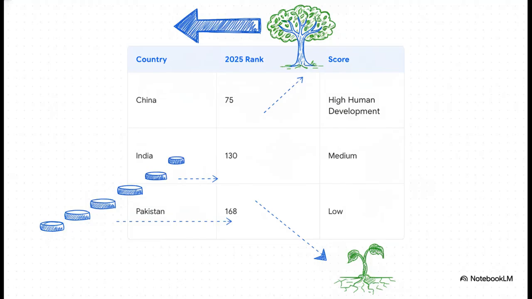So, after decades of these wildly different strategies in economics, demographics, and education, where do the actual citizens of these three nations stand today when it comes to quality of life? The 2025 Human Development Index rankings give us the ultimate scorecard. Today, China sits comfortably in the high human development category at rank 75. India has definitely made great strides but is further down at rank 130 in the medium category. And Pakistan is trailing at 168, currently facing low human development.